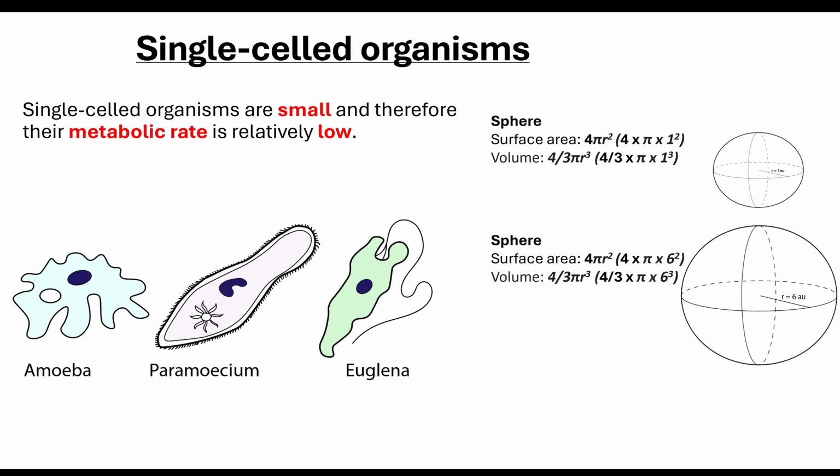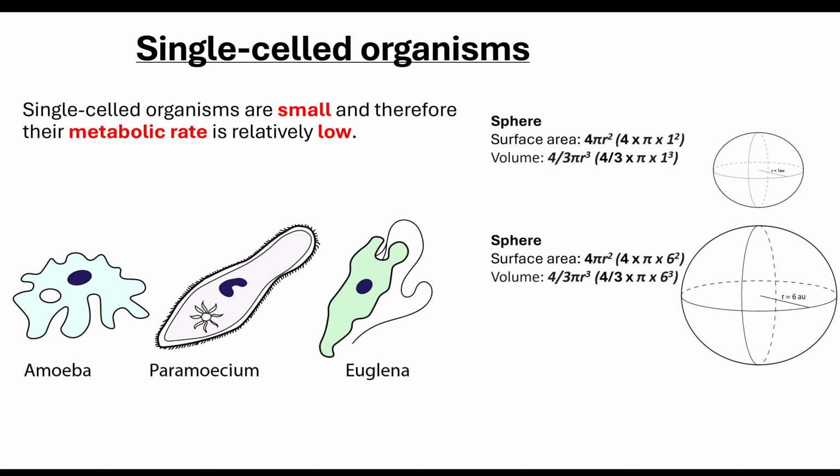So if we were to look at a cell, and we tend to use a sphere as a representation of a cell, we need to understand how to calculate the surface area and how to calculate the volume. Now, you will be expected to memorize these equations, so do make sure you know how to use them. The surface area of a sphere is 4 times pi times the radius squared. The volume is 4/3 pi r cubed.